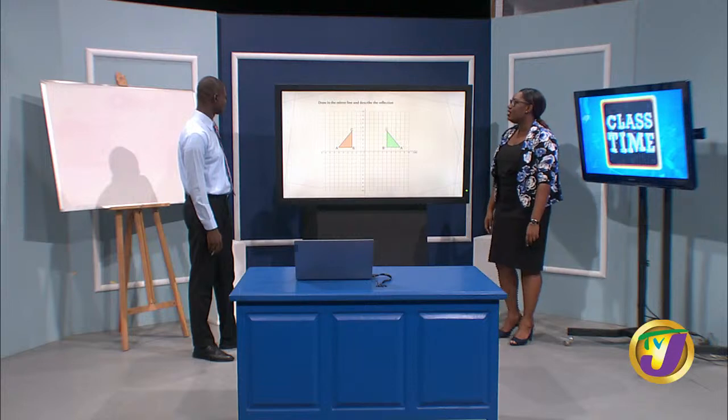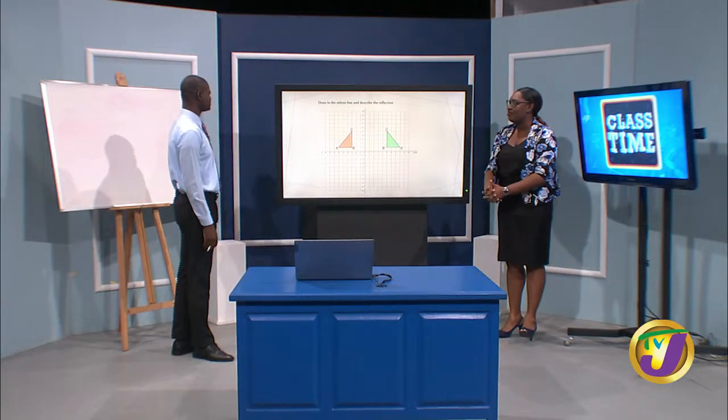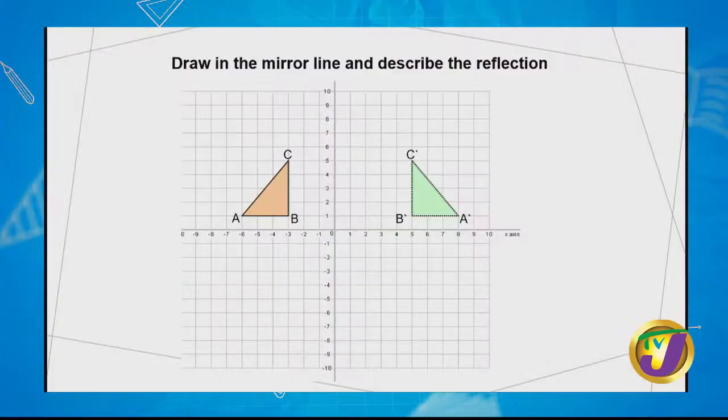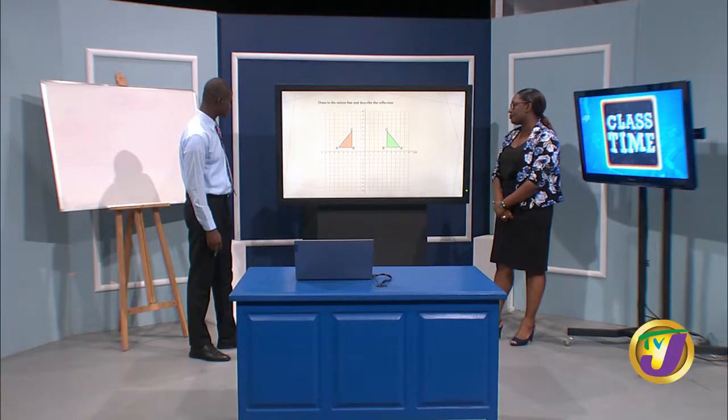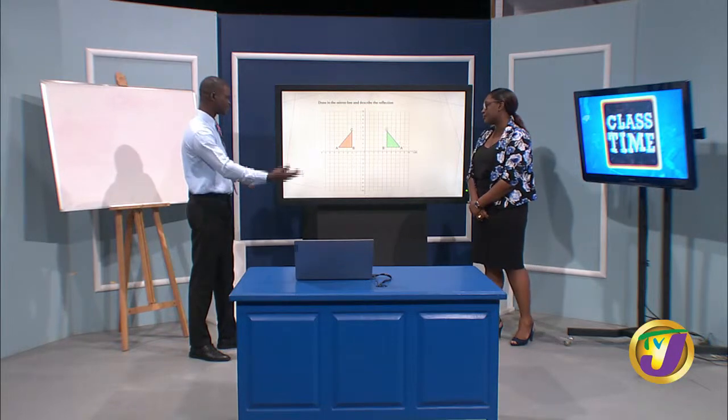All right. So here we have an image and a pre-image, and we're asked now to draw the mirror line that describes the reflection. So we have to apply some of those properties that we looked at before. Equidistant. All right. So let us identify two points, say B and B prime.